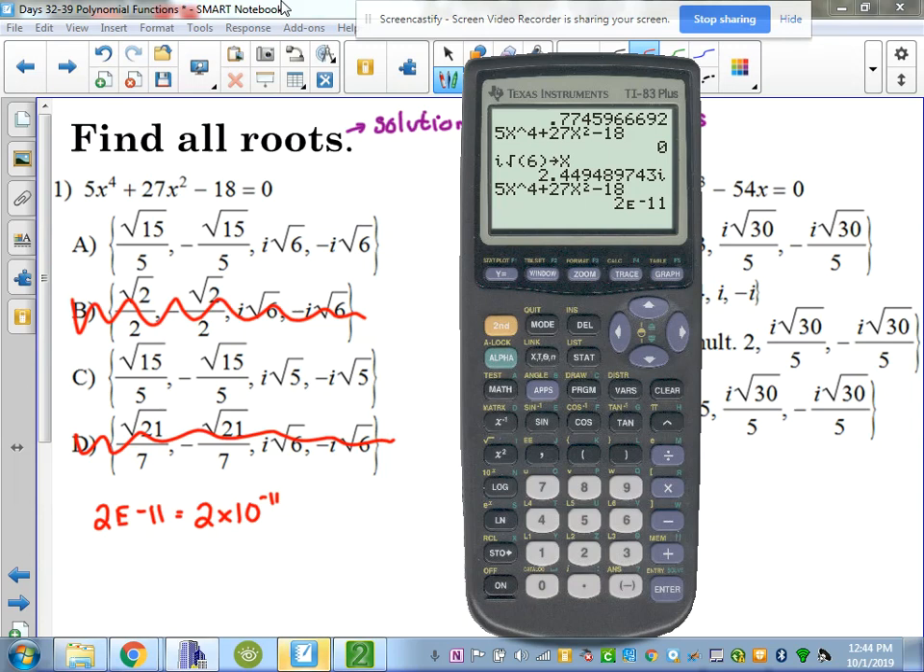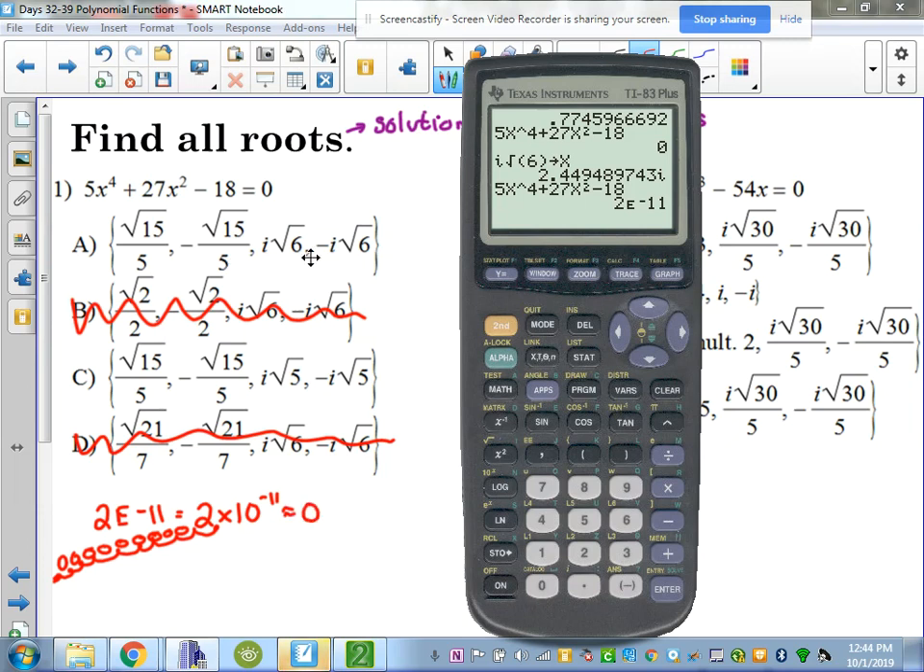Now, if you remember anything about scientific notation, that means that you're going to move that decimal 11 places to the left. I don't think I've gone 11, but you get the point. And you're going to put a bunch of zeros here. That's a super, super, super tiny number. For whatever reason, the way that the calculator computes some of these things, sometimes it's not going to give you exactly 0. But really, that number is essentially 0.